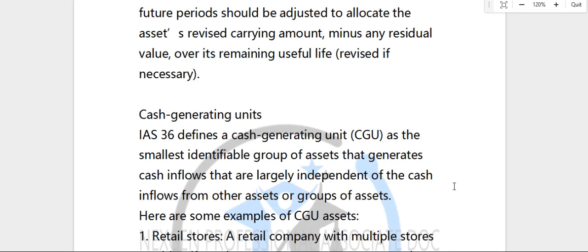A cash generating unit is the smallest identifiable group of assets that generate cash inflow independent of other assets' cash inflow. A very good example is retail stores that have multiple stores across various locations. For instance, ShopRite: you will see that they have different locations within the city. Those retail shops can be referred to as cash generating units. They have their assets, and they generate their own inflow independent of other assets. That is a very good example.